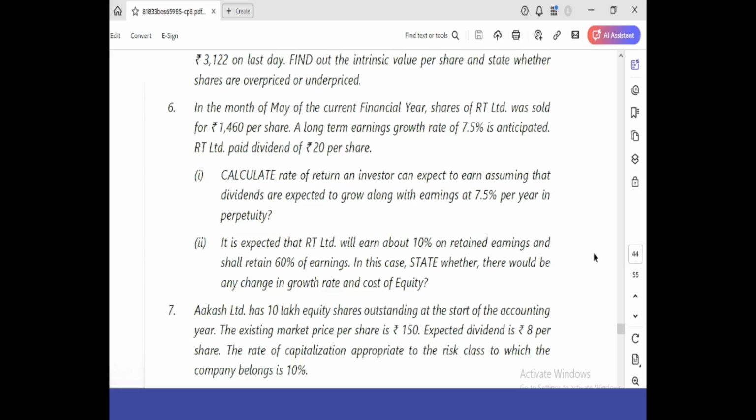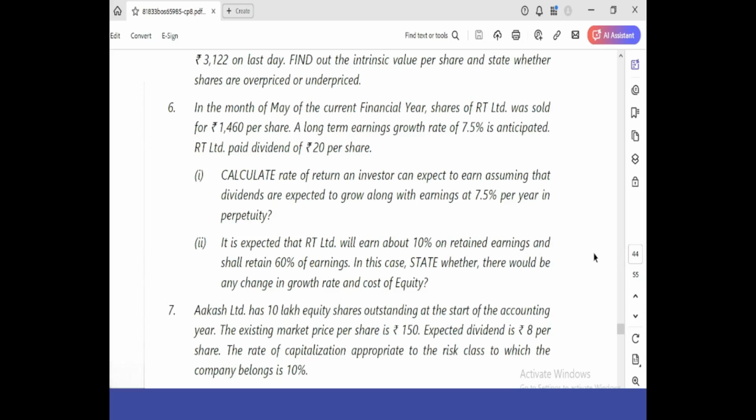1,460. Next. A long-term earnings growth rate of 7.5% is anticipated. The growth rate, or the g, is given as 7.5%. In decimal format, it is 0.075. Next. Now, RT Limited paid a dividend of rupees 20 per share. So there is a dividend already paid. Supposed to be the D naught is rupees 20.